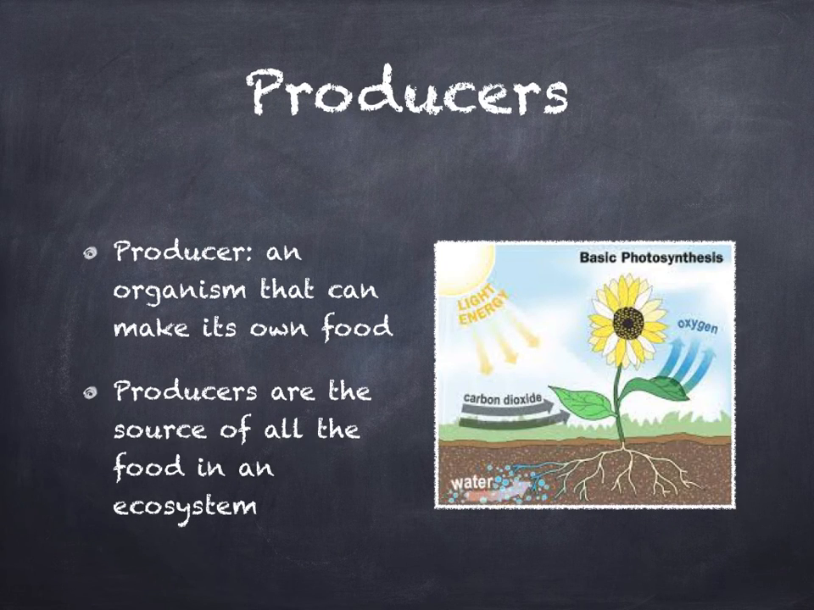Producers. Energy enters most ecosystems as sunlight. Some organisms, like plants and algae, and some types of bacteria, capture the energy of sunlight and store it as food energy. These organisms use the sun's energy to turn water and carbon dioxide into food molecules in a process called photosynthesis. An organism that can make its own food is a producer. Producers are the source of all food in an ecosystem.